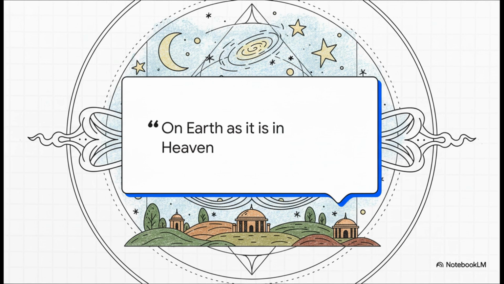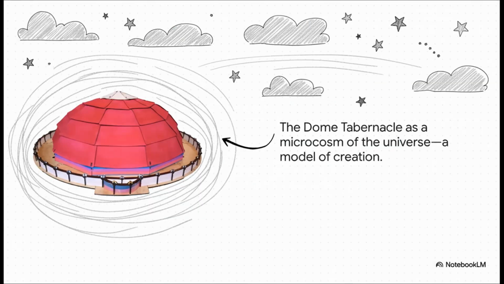And that brings us to this really fundamental idea in a lot of ancient religions. As it is in heaven, so on earth. The idea that your most sacred space on earth should be a direct reflection, a little mirror of the heavens. So if you put it all together, the tabernacle suddenly becomes so much more than just a tent for God to hang out in. It becomes a physical model of the entire universe. The circular courtyard, that's the flat earth. And the giant dome over it, that's the firmament, the dome of the heavens. It was literally the cosmos in miniature.